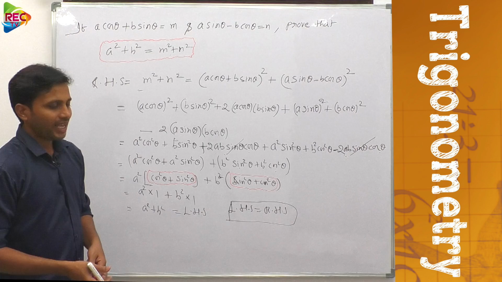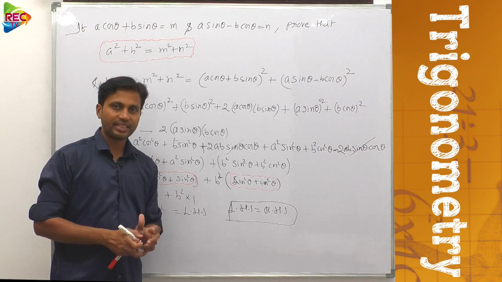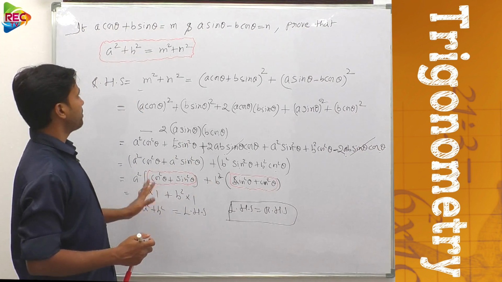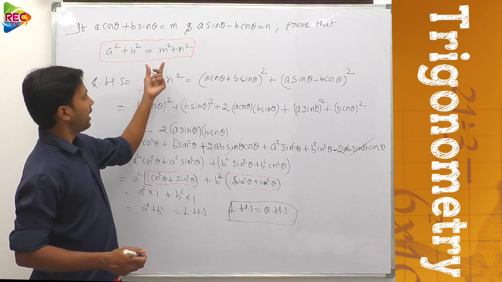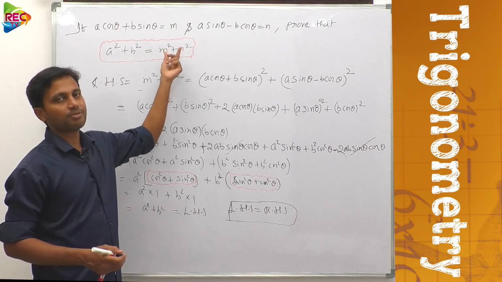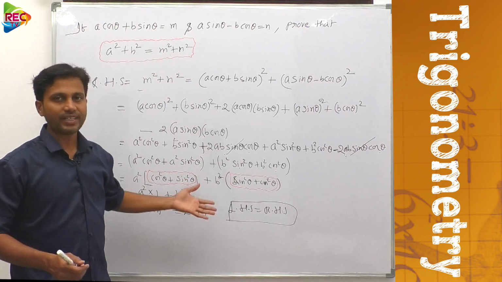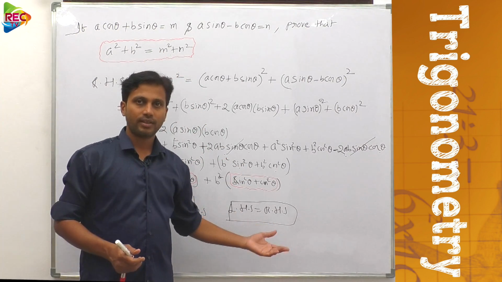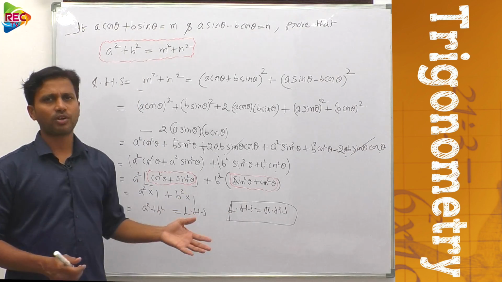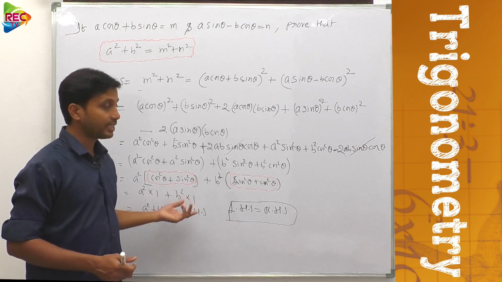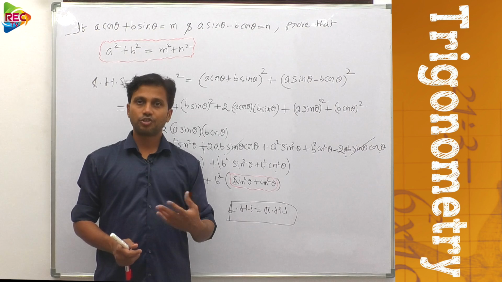Like this we can do. Actually we haven't done anything here. Just simply we took RHS and substituted the values of m and n. Thereafter we simplified it and we got it. That's it. This is the simplest model where we are eliminating the theta. Anyways, let us do the next problem.